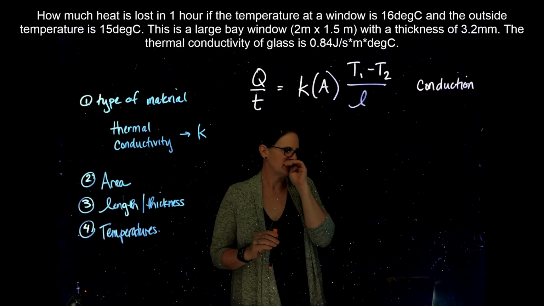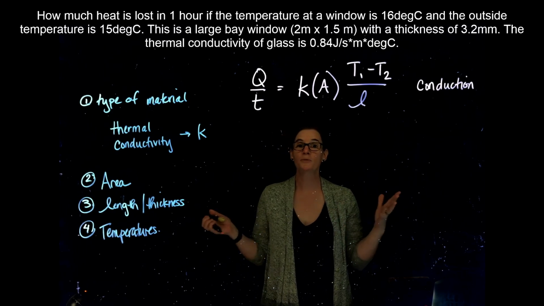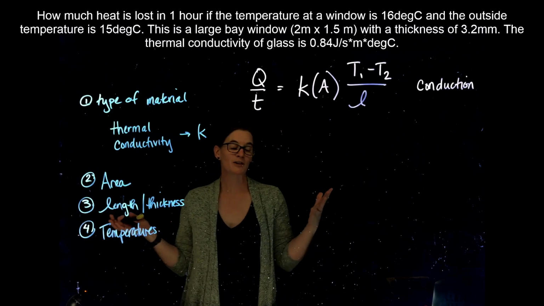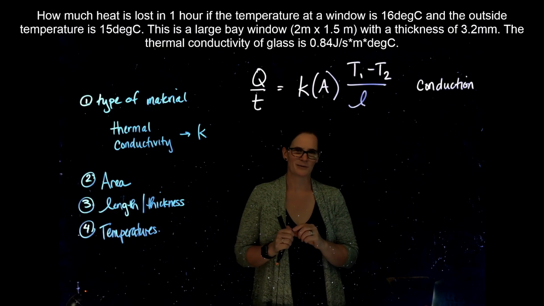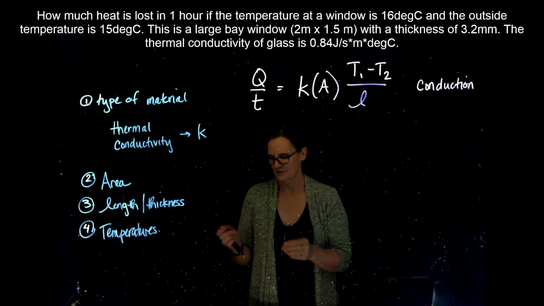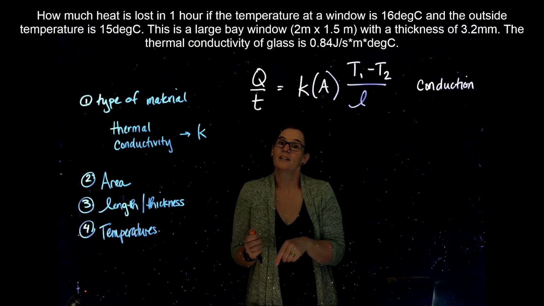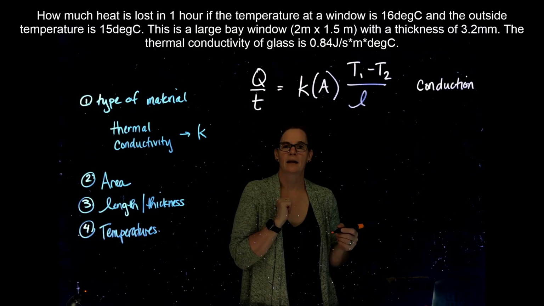So right at that window is 16 degrees, and right outside that window is 15 degrees Celsius. It's a large bay window. It has a 2 meters by 1.5 meter size window. The thickness of that glass is 3.2 millimeters, 3.2 millimeters. All right, so how much heat is lost in that amount of time, in that 1 hour?